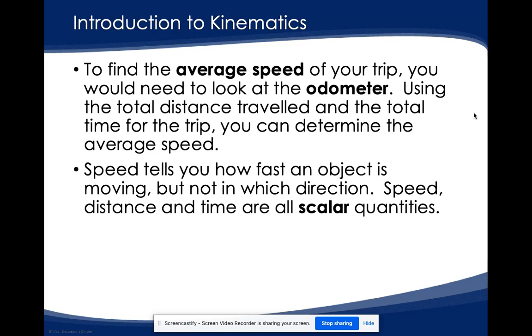So your speed is a scalar quantity, and we'll talk about scalars versus vectors. Speed is a scalar quantity. It's just telling you a value, but it's not telling you in what direction. I might say, man, I was driving 70 miles an hour down 61 this morning. That's not telling you which direction I was going. It doesn't tell you if I'm going north or south. So speed is just a scalar quantity.